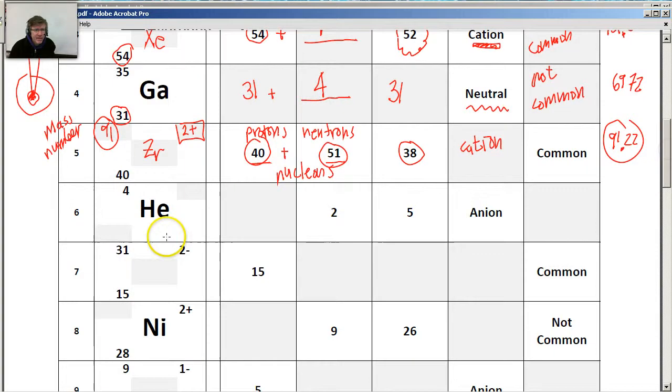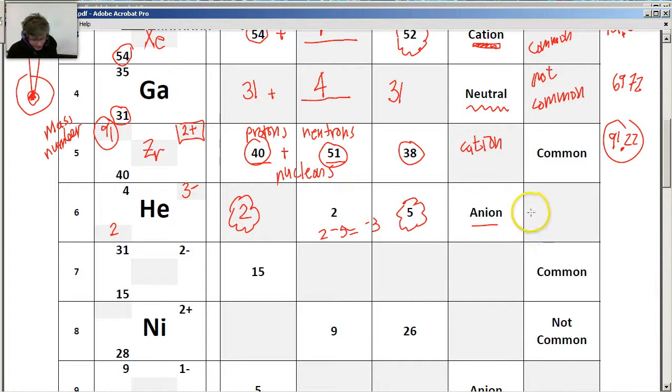Next one. He, helium. Ooh, I know helium. Helium has 2 protons, so its atomic number is 2. 2 plus 2 is 4. We're good for the mass number. Ooh, 5 electrons. Interesting. This should be an anion because the number of electrons is more than the number of protons. But by how much? Well, 2 minus 5 equals minus 3. That's the charge on this atom, which is now an ion because it's got a charge.